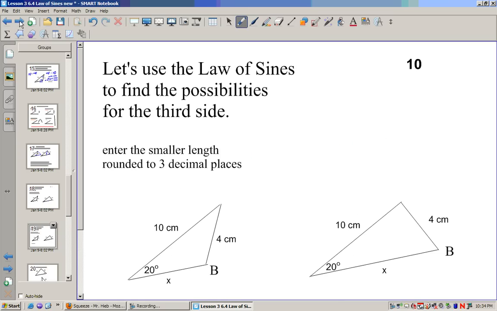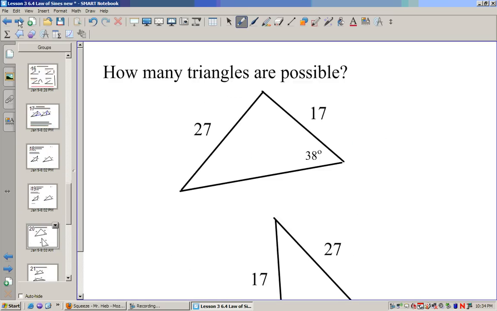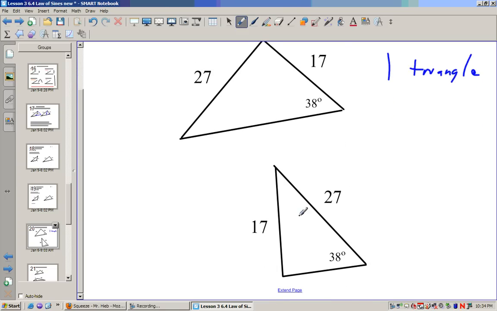All right, so this is just going through finding the different lengths. Now in this case, there is only one triangle possible. Whenever this opposite side is larger than the side next to it, there's only one triangle that is possible. Whenever the side opposite is shorter than this other side, it could be 0, 1, or 2 triangles. And what we'd have to do is the law of sines to figure that out.